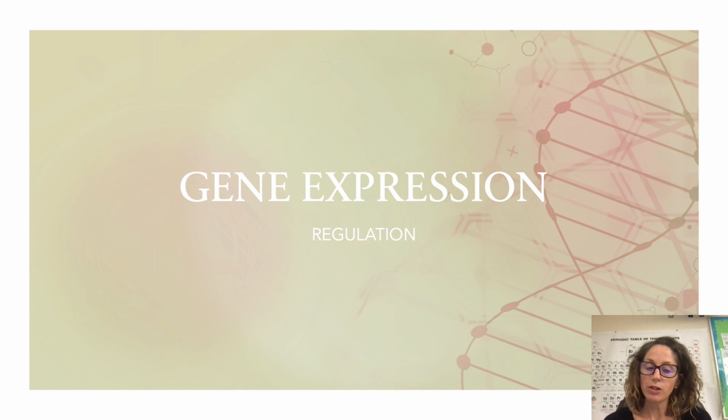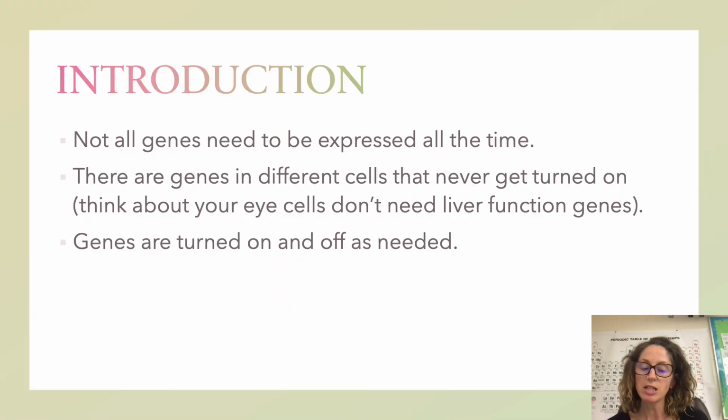So like the liver, the genes that would be turned on in a skin cell, for example, would be turned off in a liver cell, most of them. So not all genes need to be expressed all of the time. There are genes in different cells that never get turned on. So another example is the eye cells aren't going to have the liver function genes turned on. And genes are turned on and off as needed.